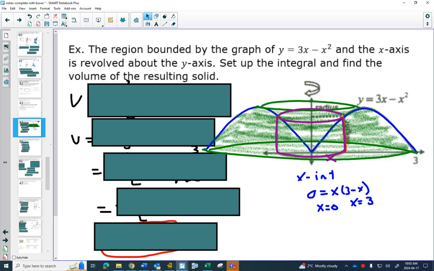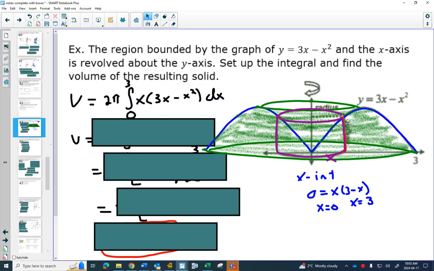If we take any point along the blue, we can make a cylinder. The radius would be x. The height would be f of x, which is 3x minus x squared. And I always remember circumference times height. You can even write it out like that if you like.